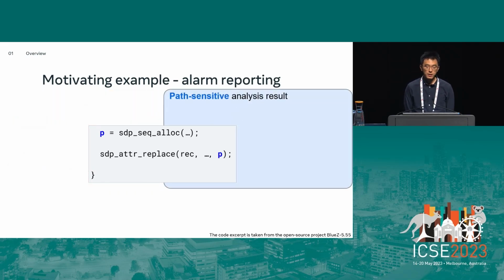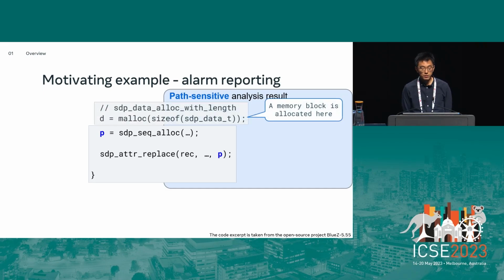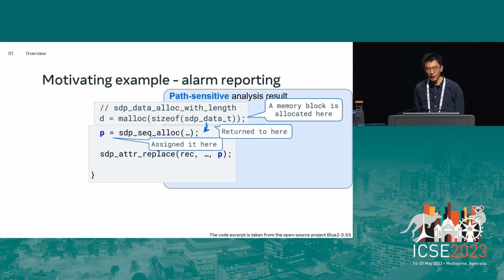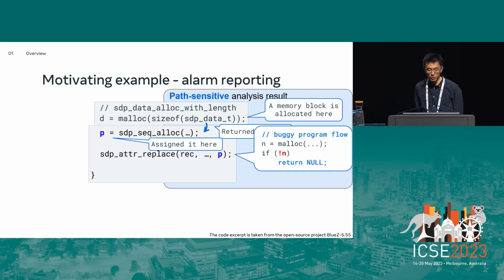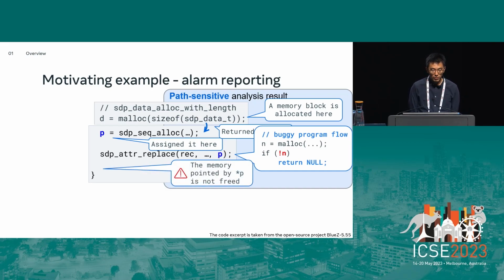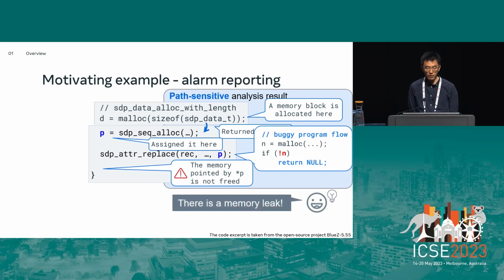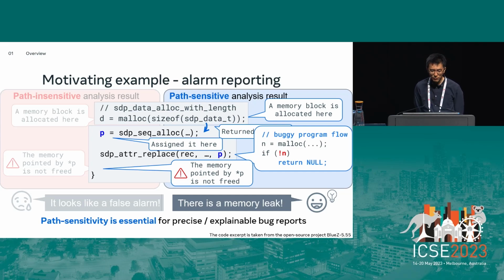If you consider the path sensitive analysis, it is the same, somewhere else they say that the memory block is allocated here, but it explains how this value flows to here, and then it is assigned to the variable P. And in the second function, it also explains the buggy program flow. So if malloc fails, it just returns null and does nothing. At the end, memory is leaked here, and developers can easily follow and understand what the memory leak is. So path sensitivity is essential for precise and explainable bug reports, and this is quite crucial in industrial settings.